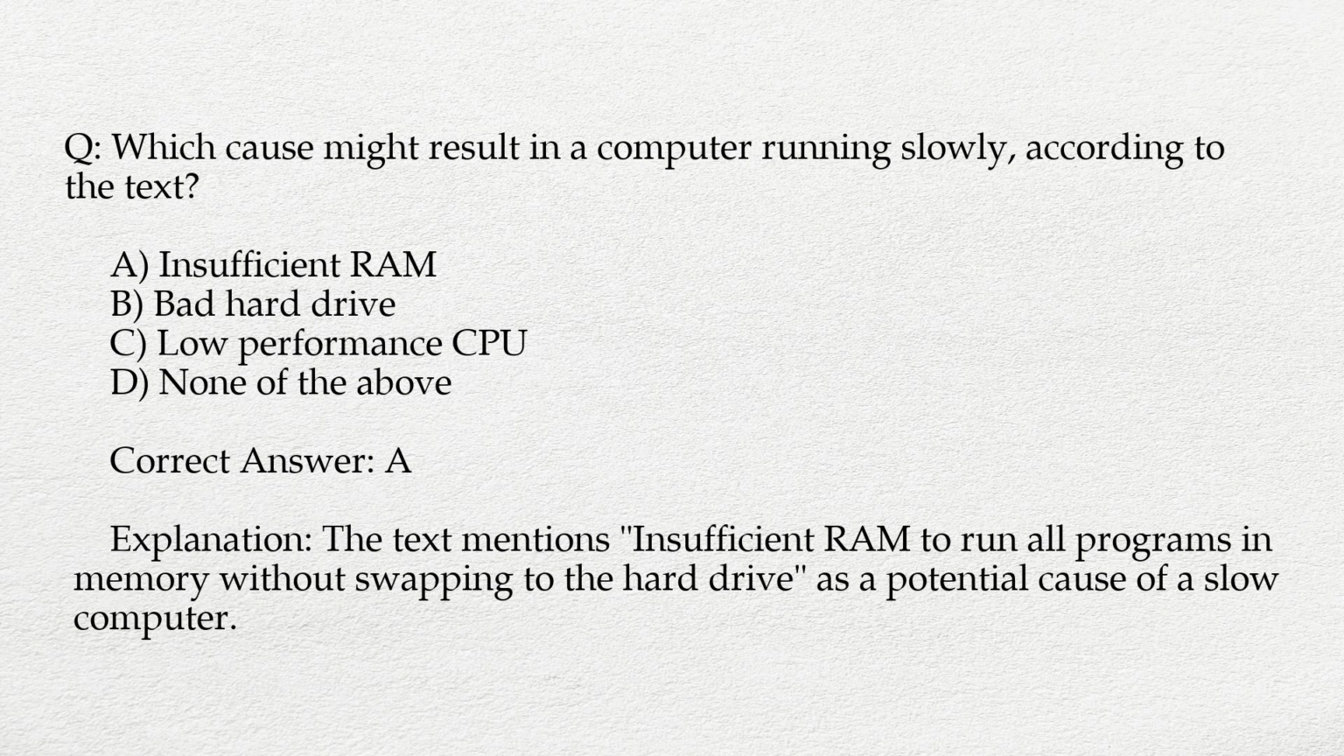Q. Which cause might result in a computer running slowly according to the text? A. Insufficient RAM. B. Bad hard drive. C. Low performance CPU. D. None of the above. Correct answer: A. Explanation: the text mentions insufficient RAM to run all programs in memory without swapping to the hard drive as a potential cause of a slow computer.